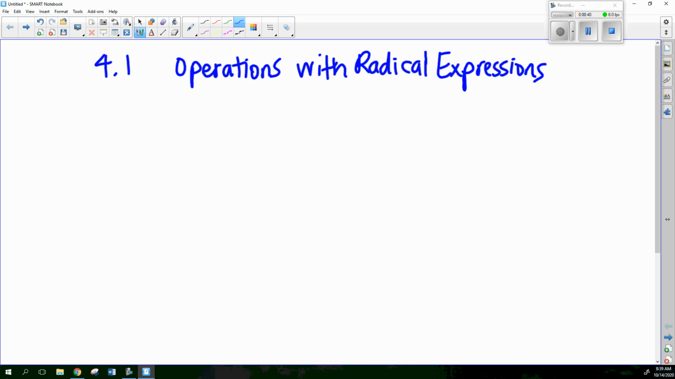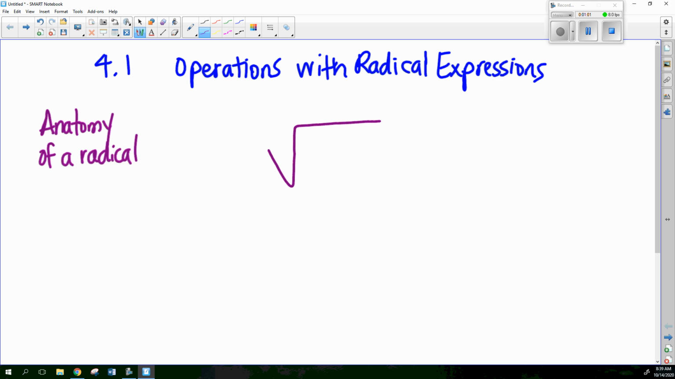All right, so the first thing you need to know is, what is a radical? What is a radical expression? So we're going to look at the anatomy. Look, we're in science class now. The anatomy of a radical. Okay? All right, so here's what a radical looks like. It's like a square root, all right? But it doesn't have to be a square root. There could be any root right there. All right, and then there's something underneath the radical.